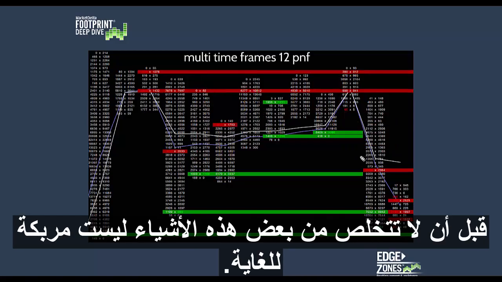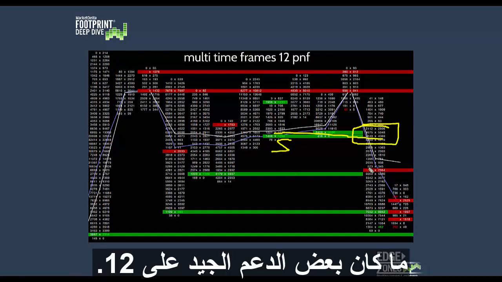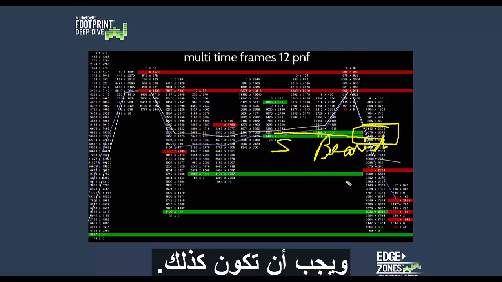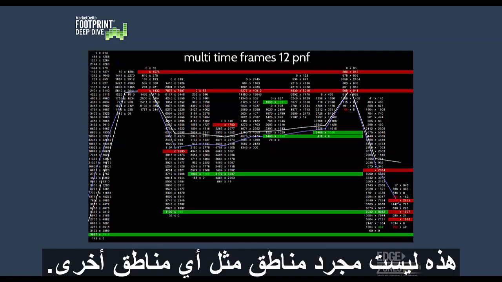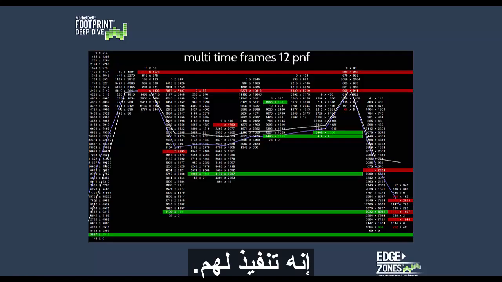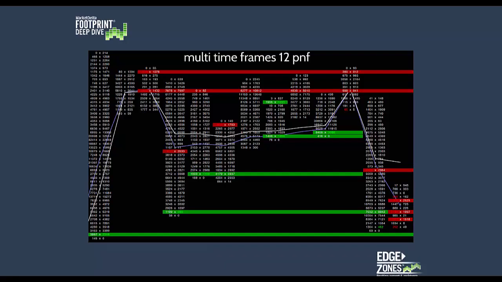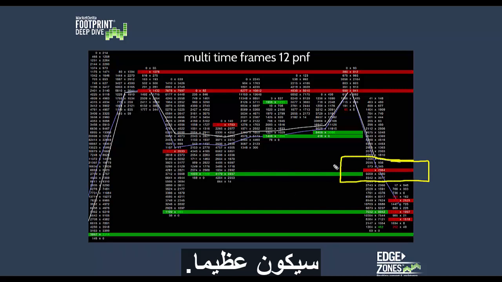Let me get rid of some of these so they're not too confusing. But on a 12, when you finally get through what was some pretty good support on a 12, what are you? You're probably bearish quicker. And you should be. So don't kid yourself. These aren't just zones like any others. It's the implementation of them. It's how to create better transitional moments, because the structure and the visuals are always updating. This, and I wish I knew the time of this image, but I could tell you that area is going to be great.